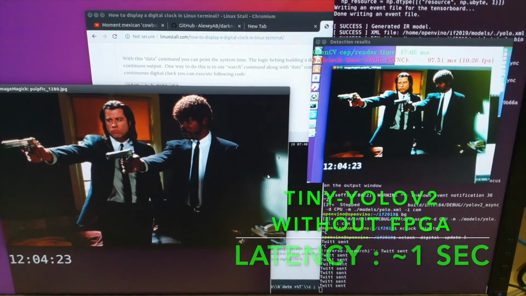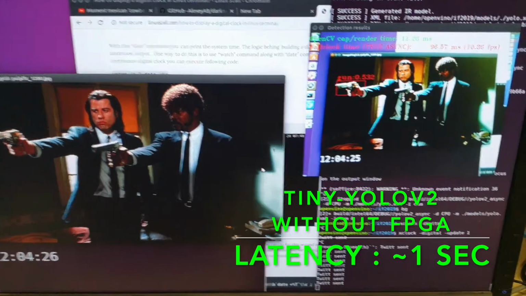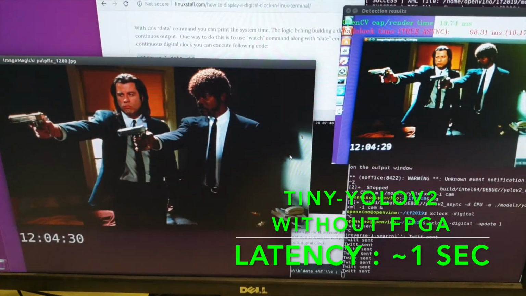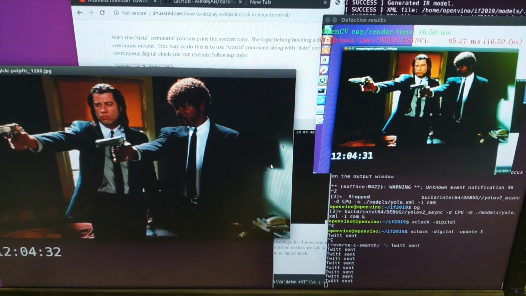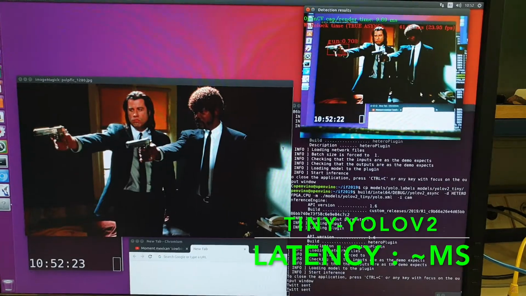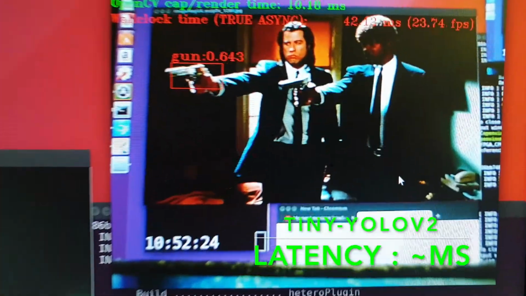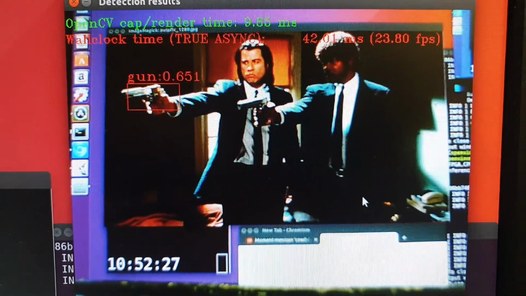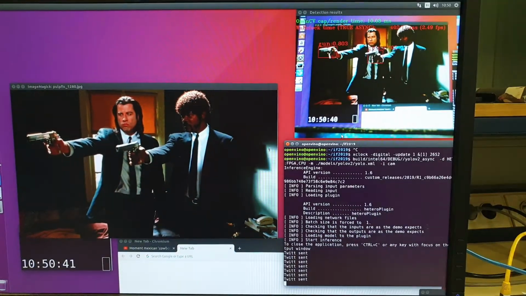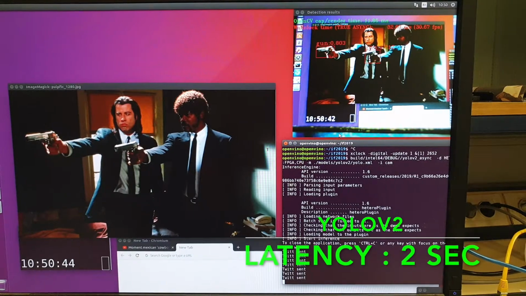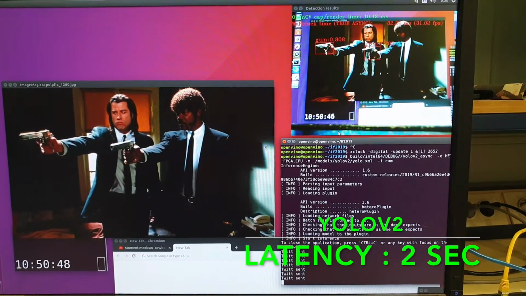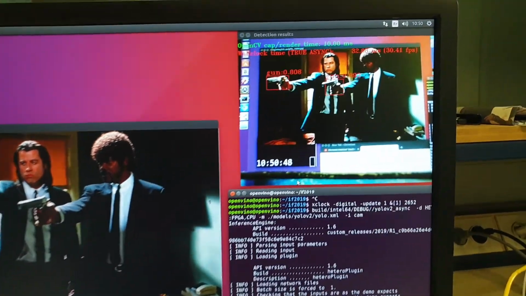Without the FPGA, there are only 10 FPS with a 1 second latency with tiny YOLO-V2. With the FPGA, there are 24 FPS and a negligible latency with tiny YOLO-V2. With the full YOLO-V2, there are 4 FPS and a 2 second latency. However, it's more precise as the two guns are both detected.